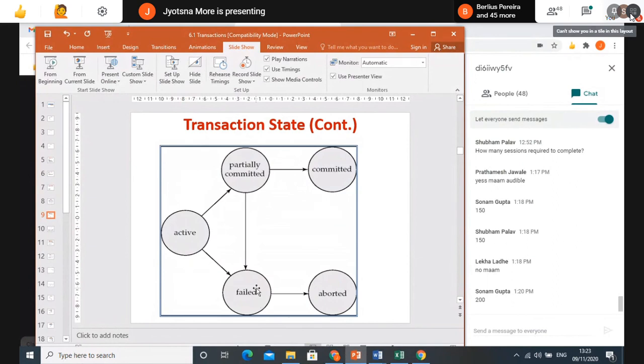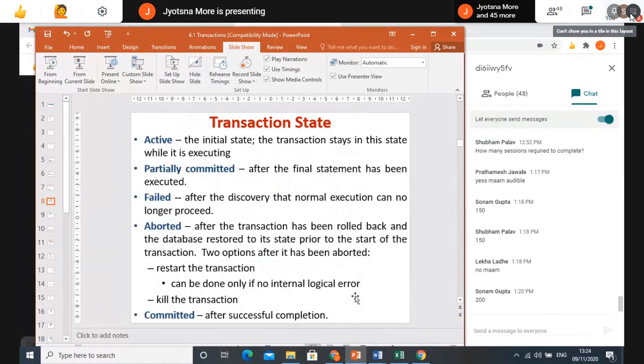If there is any problem, transaction is in failed state. But still it is in failed state, it is not aborted, right? It is not removed. So from failed, you can abort your transaction. From partially committed, you can execute it completely and go to the committed state, that is my final successful transaction. Or from partially committed, you may face some problem, error, and you will return to the failed state. And from failed, you have to abort your transaction. So these are the 5 steps which are given.